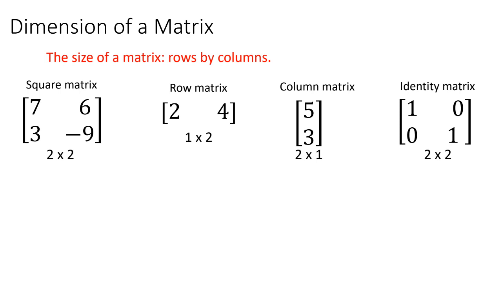We have 1 row, 2 columns. And this third one is a 2 by 1 matrix, meaning we have 2 rows, 1 column. And then we have another 2 by 2 matrix. This is a square matrix again, but this matrix is also particular. When the elements inside my matrix are 1, 0, 0, 1, this is called our identity matrix. It's like our value 1. We'll see how this identity matrix will work to solve some of our problems.